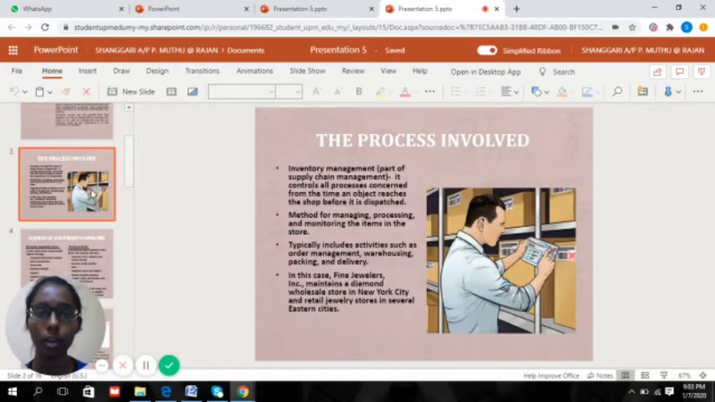The process involved in this case is inventory management. Inventory management is a part of supply chain management and is very important because it controls all processes from the time an object reaches the shop until it is dispatched. Its method for managing, processing, and monitoring the item store typically includes activities such as order management, warehousing, packaging and delivery. In this case, we can see that Fine Jewelers Incorporation maintains a diamond wholesale store in New York City.